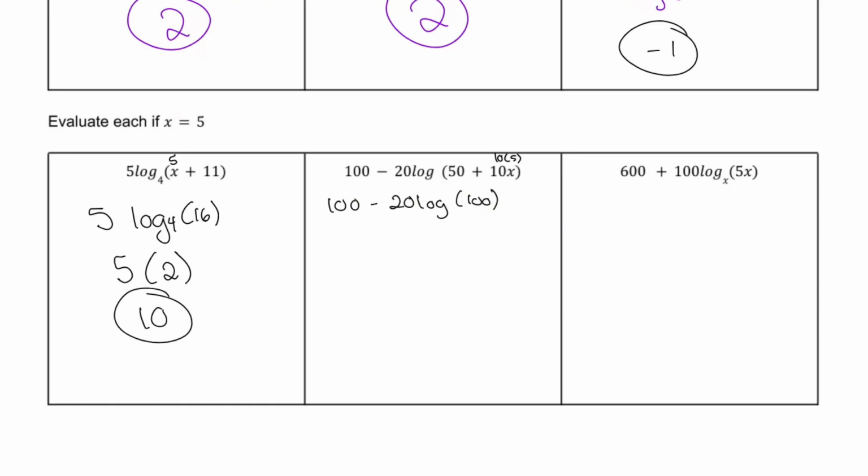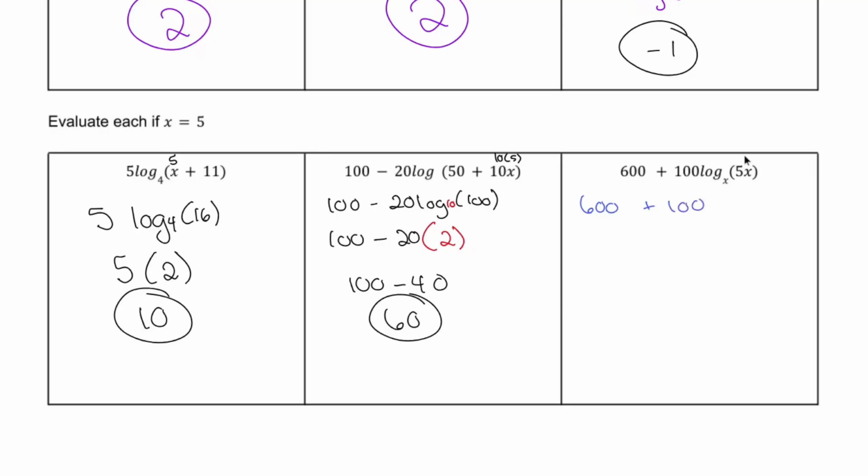I'm going to sneak in the invisible 10 right there so I can ask myself, 10 to the what is 100? Well, 10 to the second is 100, so log base 10 of 100 is just 2. And so I can just write out the 100, I can write out the minus, I can write out the 20. 20 times 2 is 40. 100 minus 40, 60. 600 is just lingering.